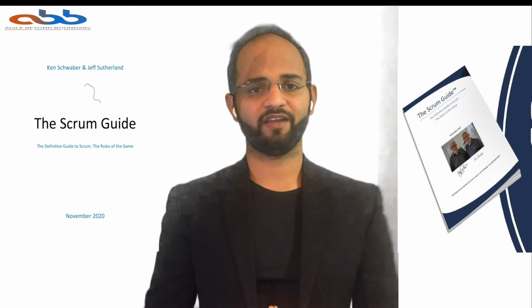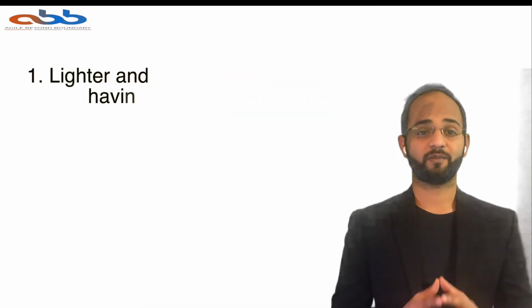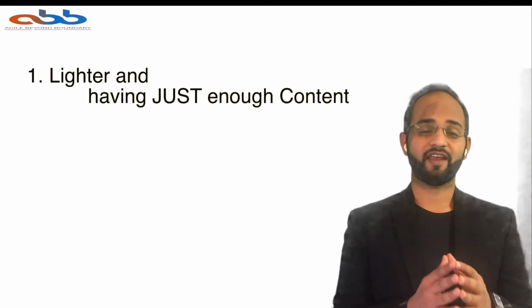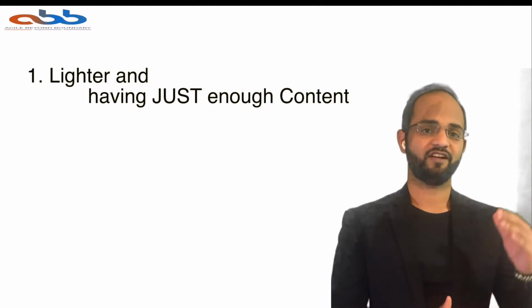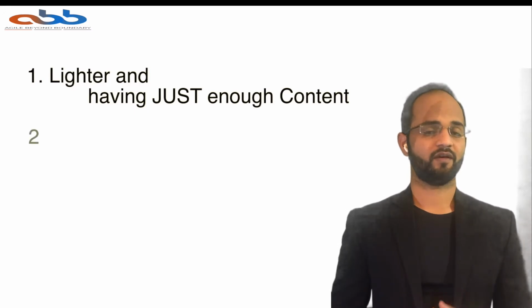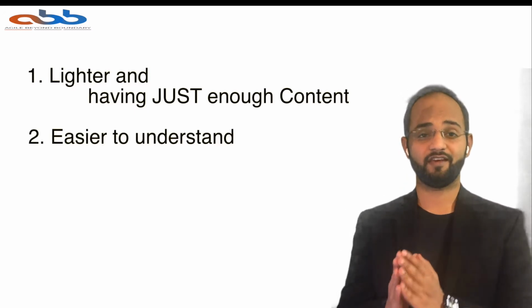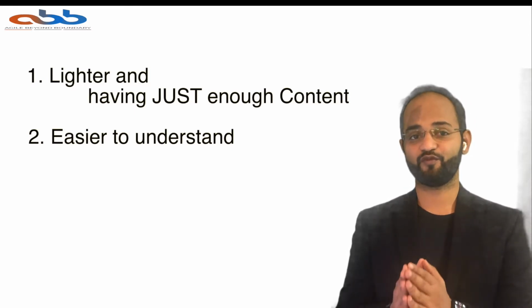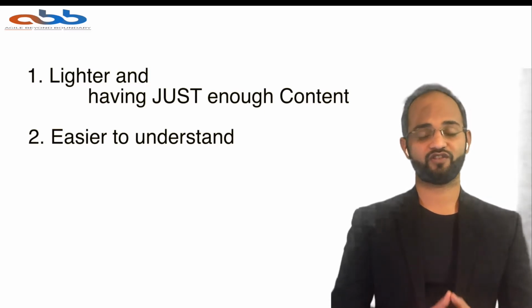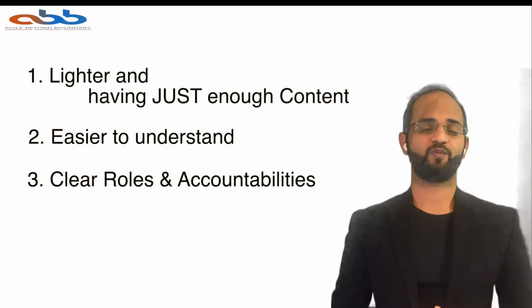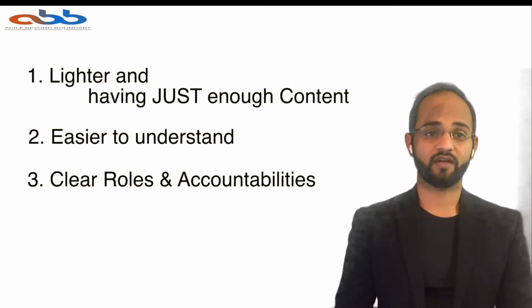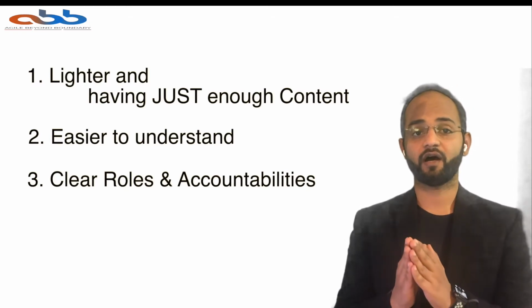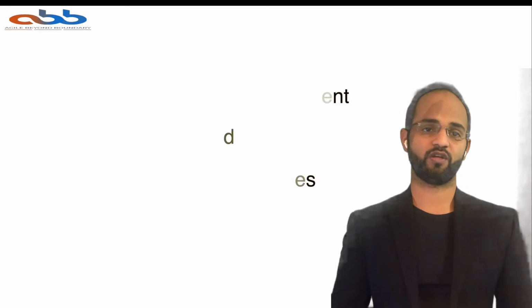If I have to explain Scrum Guide 2020 in 3 lines, I would say, number 1, the Scrum Guide is lighter and has just enough details compared to 2017. Second most important thing is it's easier to understand. It's very lucid and very fluid in the language terms. And third most important thing is Scrum Guide 2020 has clearly defined accountabilities with respect to the roles. Let's see a little bit in the details.